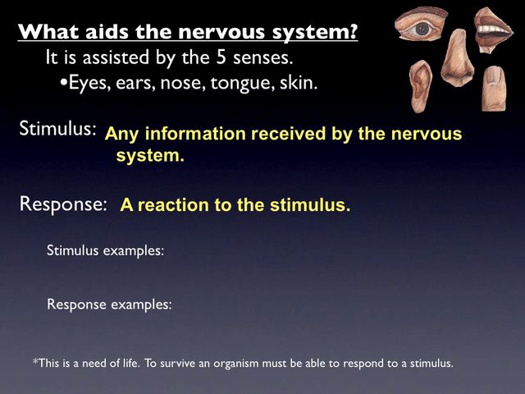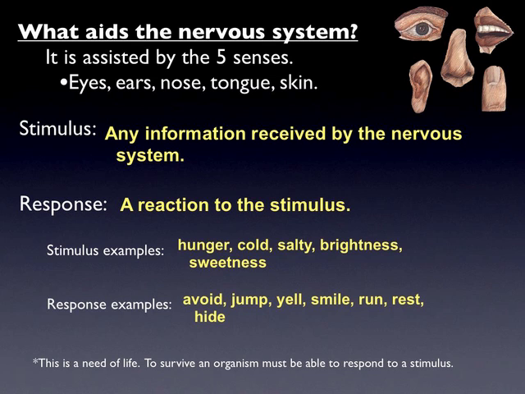So examples might be, some stimuli are internal too. We also get information from inside our body, like if you're hungry, or your body keeps track of your body temperature and then can adjust accordingly. We taste things or we see different things. All those are examples of stimuli. It's all information coming into our nervous system. And our response would be our reactions to those stimuli, like avoiding it, jumping, yelling, smiling, different reactions.